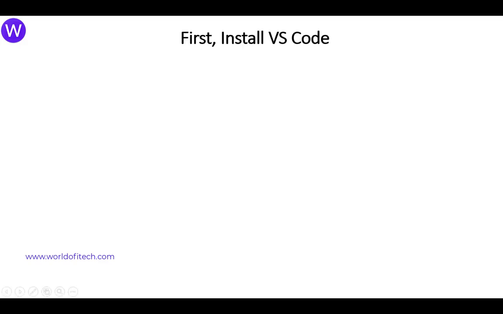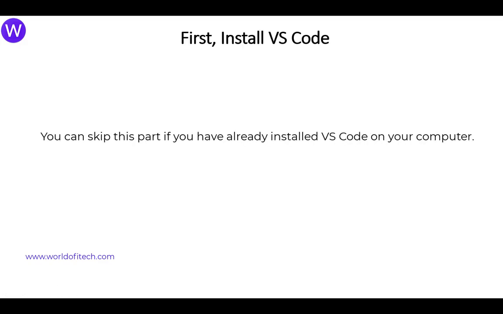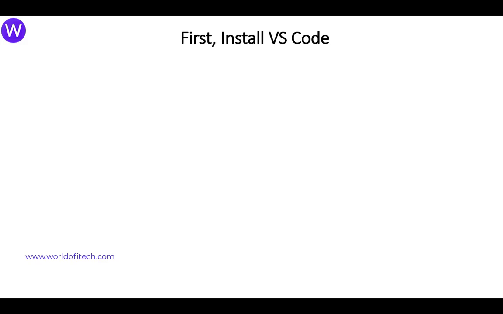First, install VS Code. You can skip this part if you have already installed Visual Studio Code on your computer. If you want to watch our video about how to download and install Visual Studio Code, then you can watch the link in the description below, or go to our Visual Studio Code playlist and watch our first video about that.